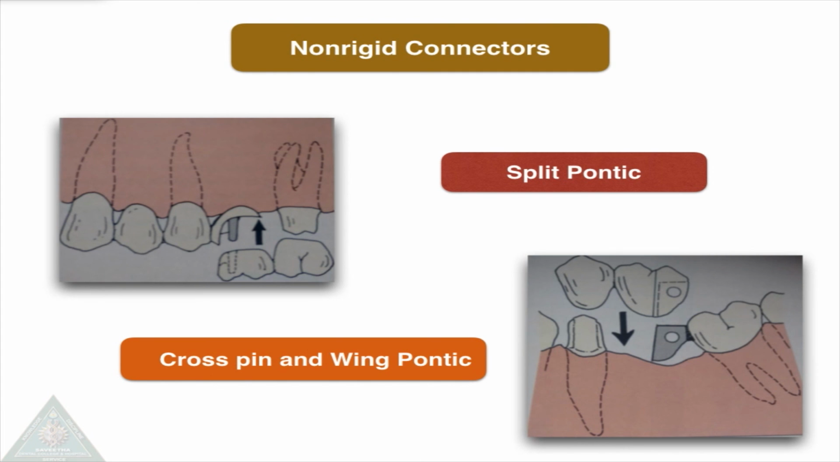The last variation will be a cross pin and wing. Here again there are two segments. When these two segments are aligned properly, the hole comes in union through which a pin is placed, and this will permit a limited amount of movement. This is mainly indicated in periodontally vulnerable abutments and tilted abutments.